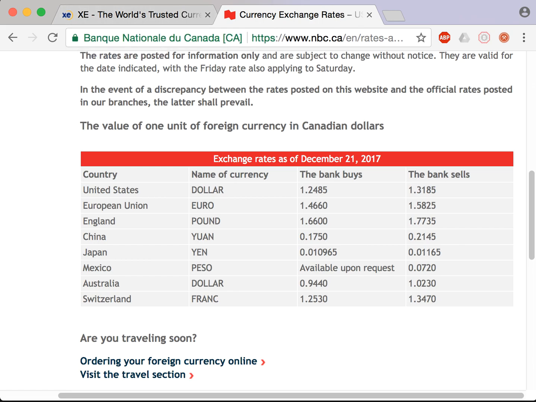So that's a good brief intro of nominal interest rates and exchange rates. We're going to talk about real exchange rates in the next section.